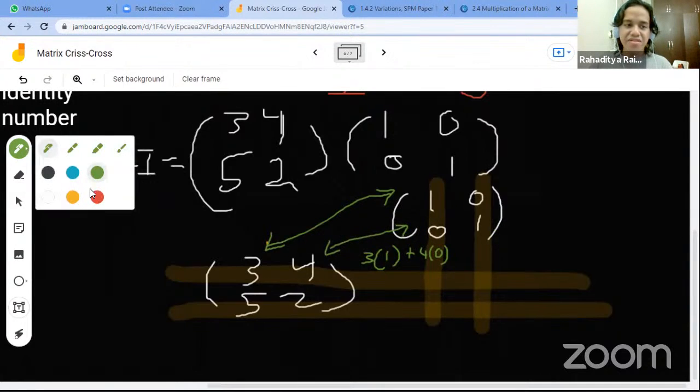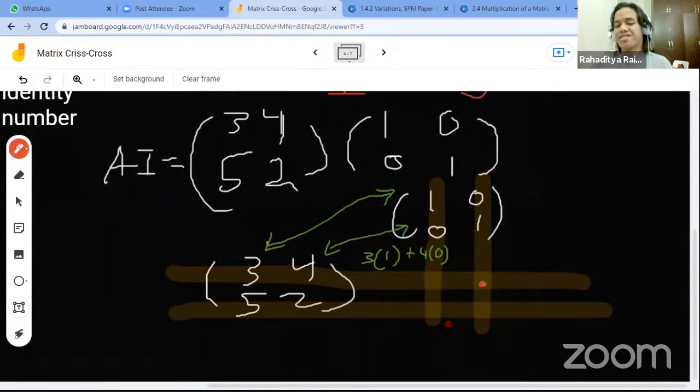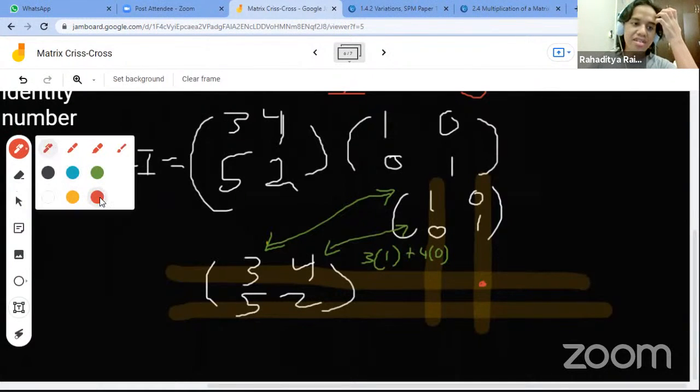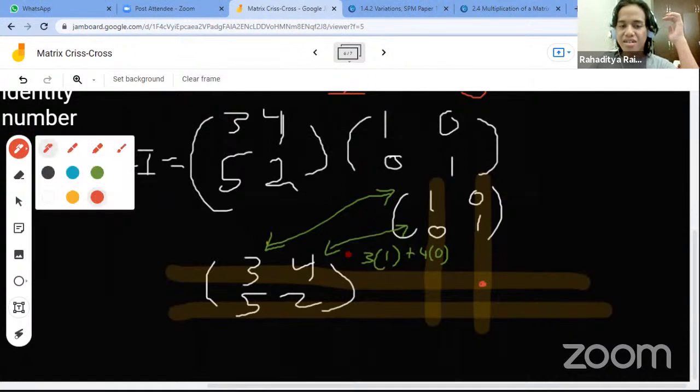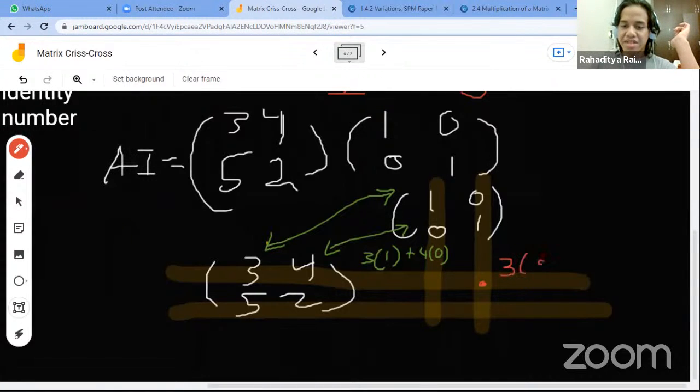Just to check up on everyone, how do you find the red dot here? Can someone give me the equation? Ignore my cursor. How do you get that red dot over there? 3 times 0 plus 4 times 1. Yes, that's correct. Thank you, Rachel. Thank you, Azika. I'm glad you all are paying attention. 3 times 0 plus 4 times 1.